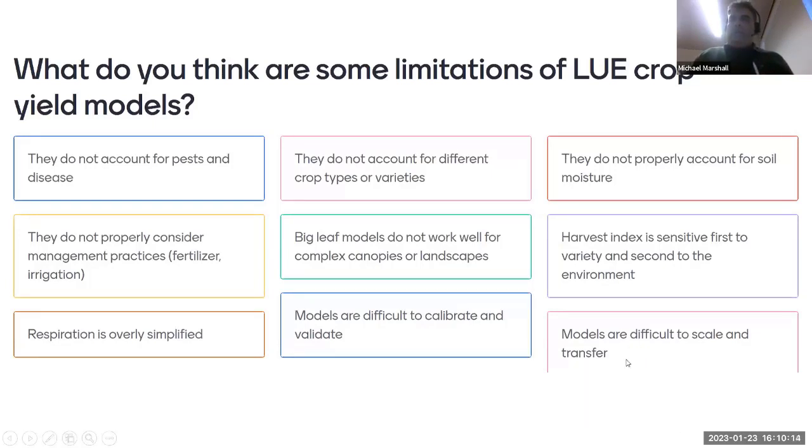And then finally, models are difficult to scale and transfer. This is a problem with most models. I would say they're better than purely data-driven approaches and also fully process-based approaches. They're a compromise because they have some physical basis, which increases transferability, and they require fewer inputs. So I think that's the main consensus summary of the disadvantages of the approach. I hope I've covered the advantages quite a bit too.